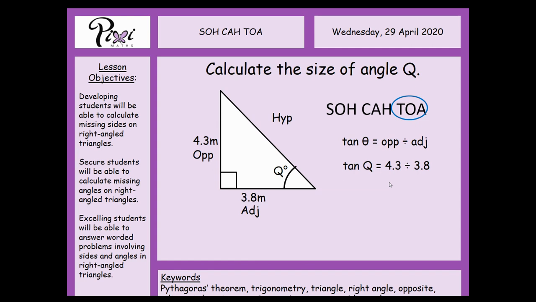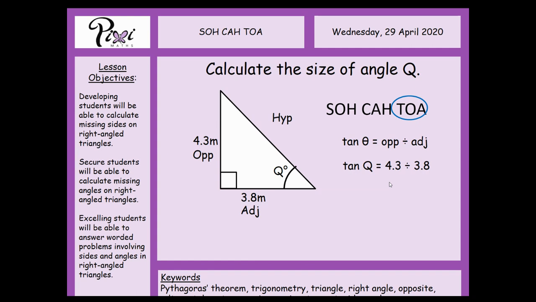Fill it in. We've got tan Q equals 4.3 divided by 3.8. You can put 4.3 divided by 3.8 in your calculator, but you don't have to at this point. It's totally optional, but if you do and you end up with a long number on your calculator display, you must not round at this point.